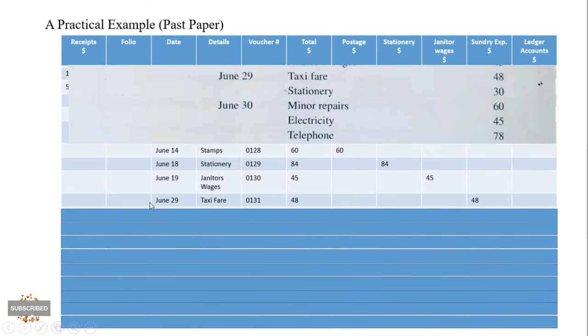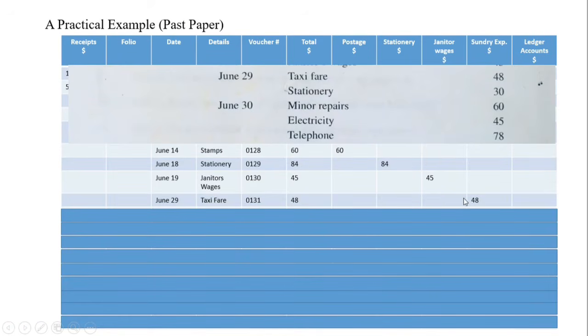June 29, it says taxi fare for $48, right? Now I want to introduce you to this column here, the sundry expenses column. Sundry expenses are small expenses that are so small that they are grouped together, right? So the small expenses can range. Taxi fare is an example of a sundry expense. So June 29, taxi fare in the details column. In the totals column, the amount is 48, and you put the 48 under the sundry expenses column.